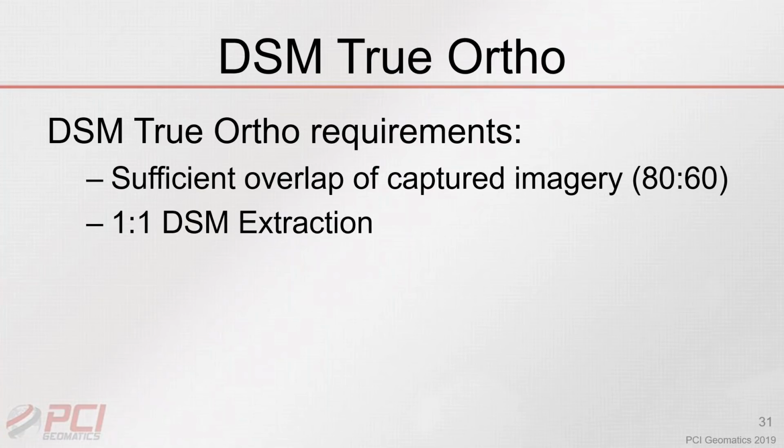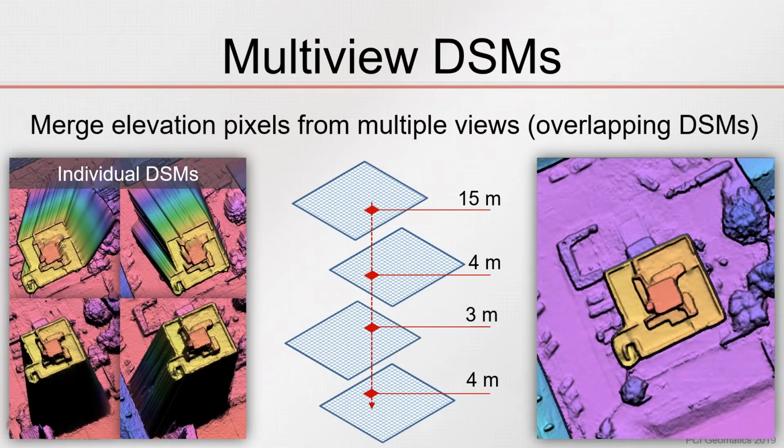And the other key requirement is the ability to extract the DSM at 1-to-1 resolution. So that is some key technology that PCI has developed over the last few years, which is the ability to leverage the semi-global matching method to extract high quality DSMs at 1-to-1 resolution with very few blunders and additional technology for merging the various DSMs that are produced with all of this highly overlapping data.